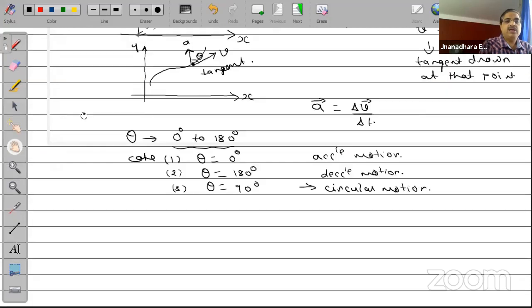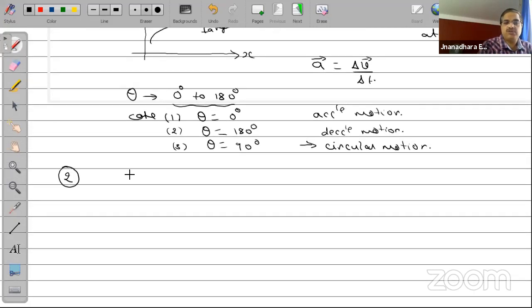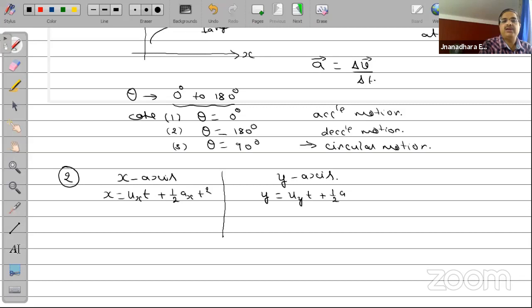But generally, how do we analyze a problem in two-dimensional motion? What I'll generally do is I'll take x-axis and y-axis and look at how the x variations are. X will be given as ux into t plus half ax into t square. Y will be given as uy t plus half ay t square. Two independent motions. Just analyze it in that way. So Vx will be equal to ux plus ax into t. Vy will be equal to uy plus ay into t. This is how I'm going to generally analyze the problems in two-dimensional motion. Do it along x and y axis separately, then you can achieve all the things.